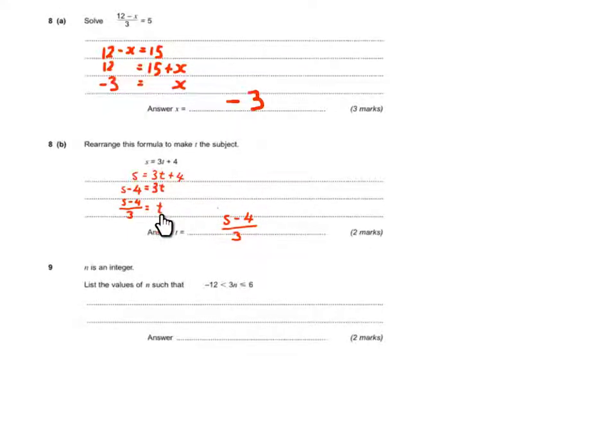But I don't want to know what 3t is, I just want to know what a single t is, so I've divided everything by 3 both sides, so that s minus 4 divided by 3 is t. So that's the answer to that one.